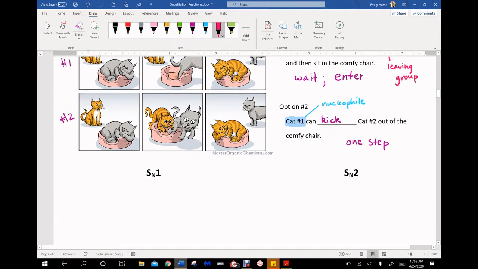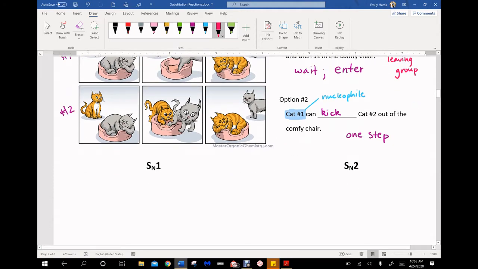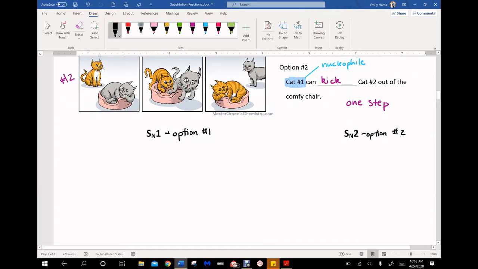The SN1 is going to follow the option 1 cat story, and the SN2 is going to follow the option 2 cat story. We'll try to point out those connections as we go along. Okay, so this is option number 1, and this is option number 2. All right, so let's start with option number 1.